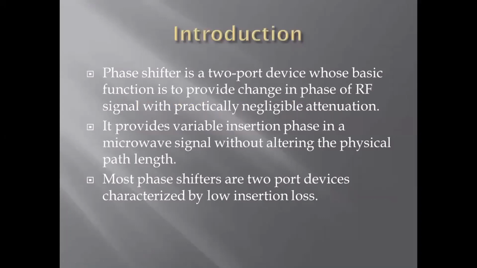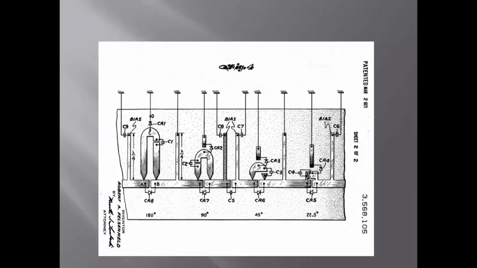Introduction. A phase shifter is a two-port device whose basic function is to provide a change in phase of an RF signal with practically negligible attenuation. It provides variable insertion phase in a microwave signal without altering the physical path length. Most phase shifters are two-port devices characterized by low insertion loss.